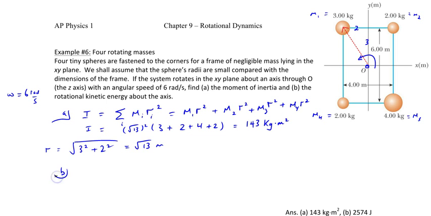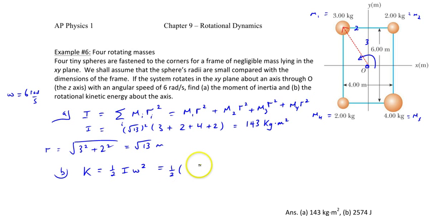B part, we're looking for the rotational kinetic energy. So if you recall earlier in the notes, we introduced the rotational kinetic energy formula. That's equal to 1/2 times the rotational inertia multiplied by the angular velocity squared. So we're going to be using the total rotational inertia. That's what we just figured out for this system.